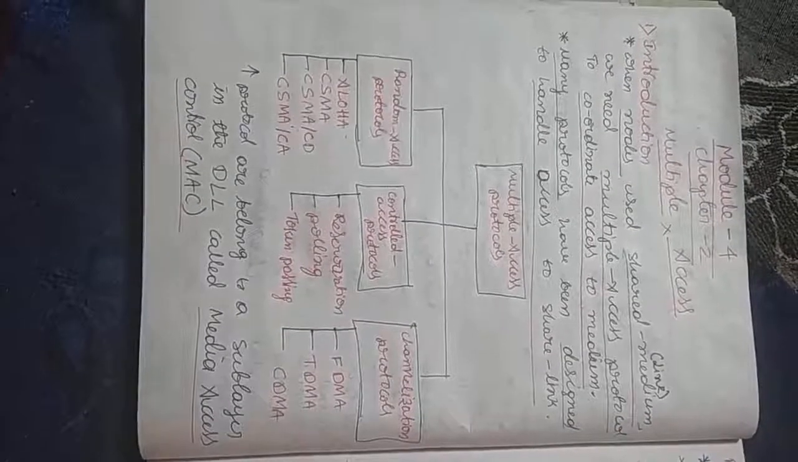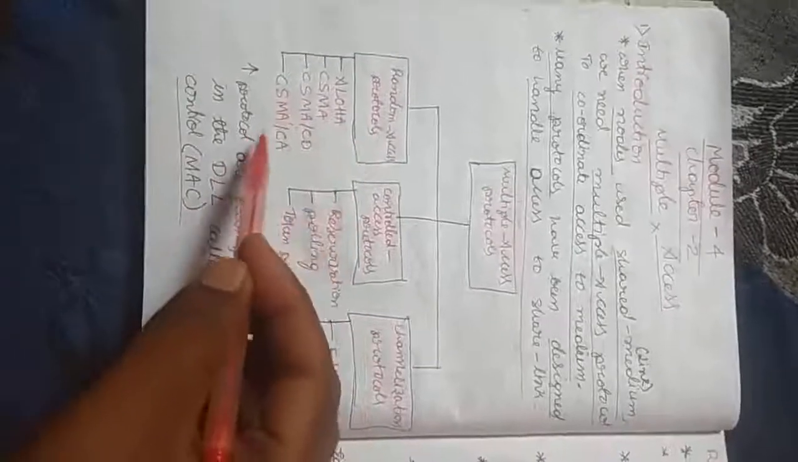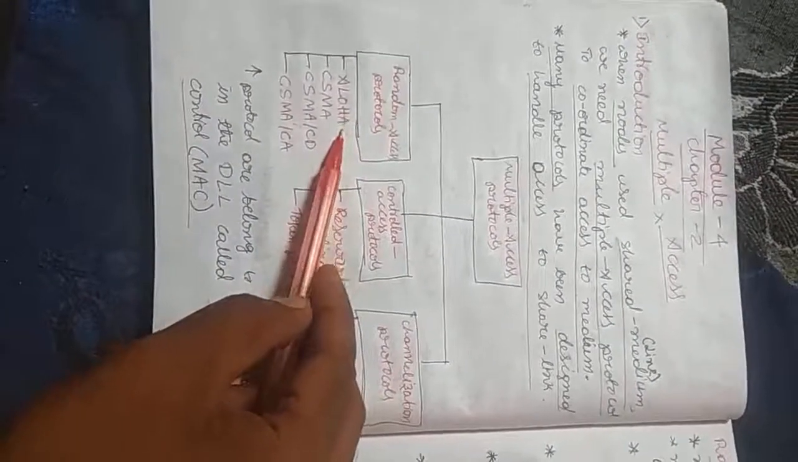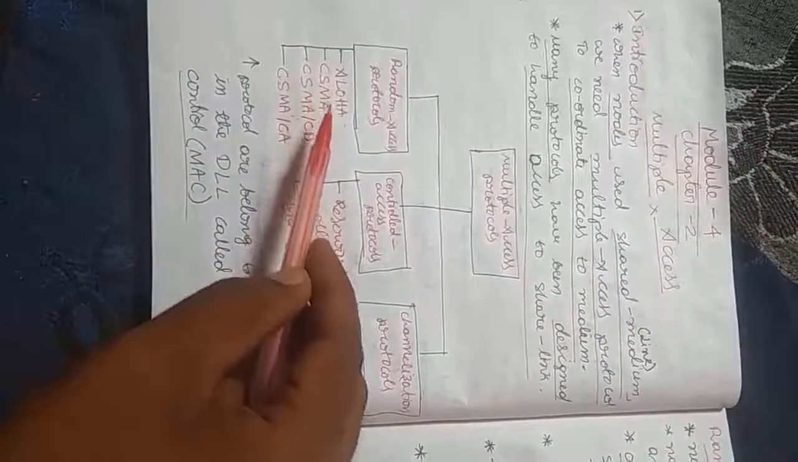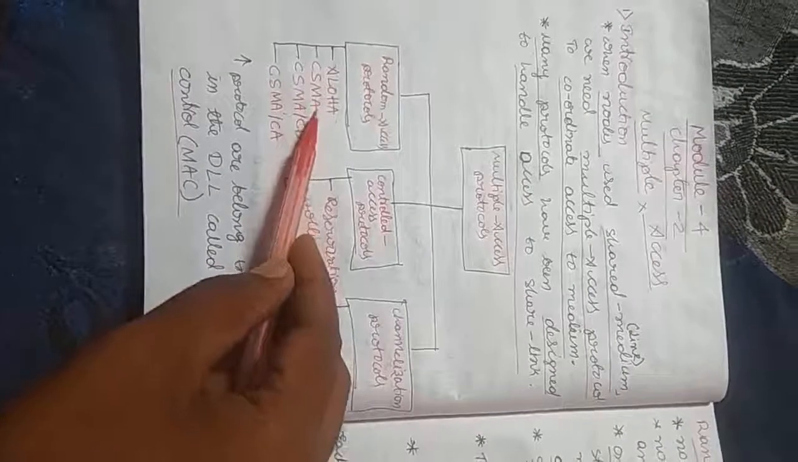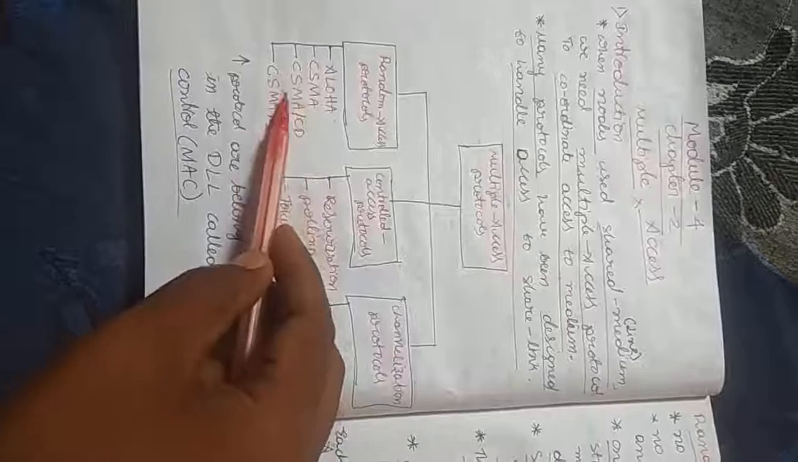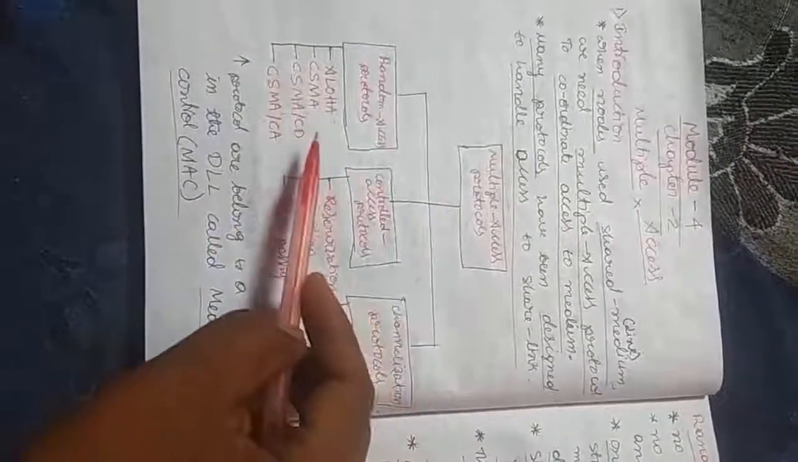In the last video I explained two of the four types of random access protocol: Aloha and carrier sense multiple access protocol. In this video I am going to explain another two types of random access protocol.